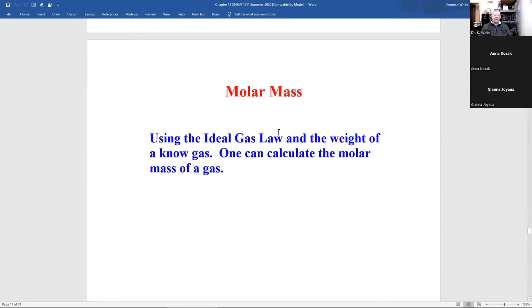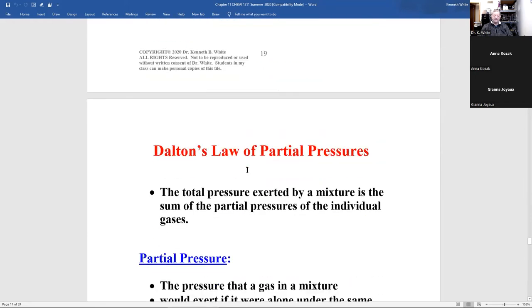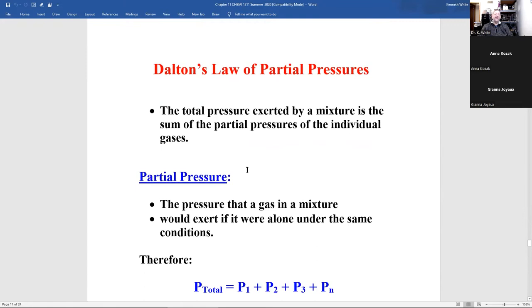Now, there's something called molar mass. Will this be on the test? Using the ideal gas law, I think I mentioned this yesterday, and the weight of a gas, one can calculate the molar mass of a gas.